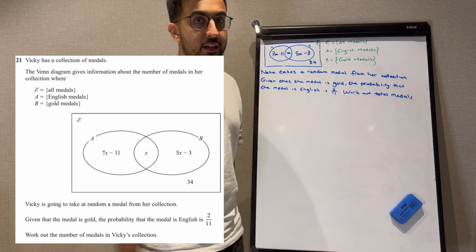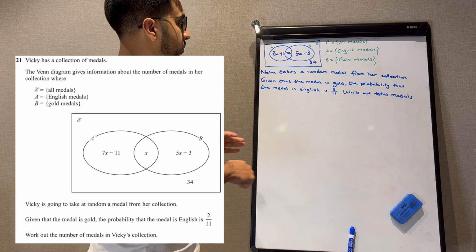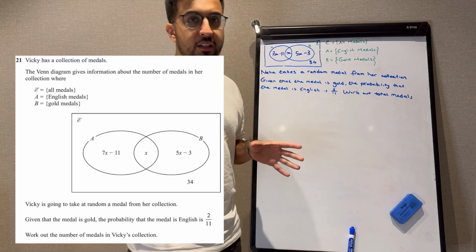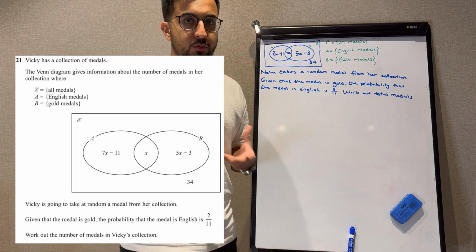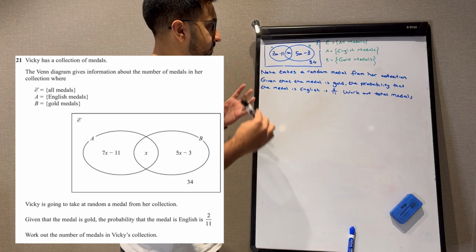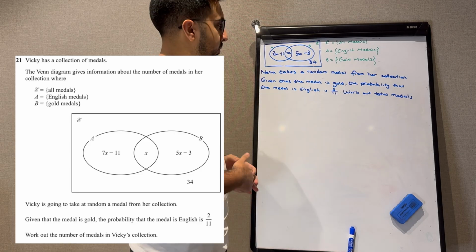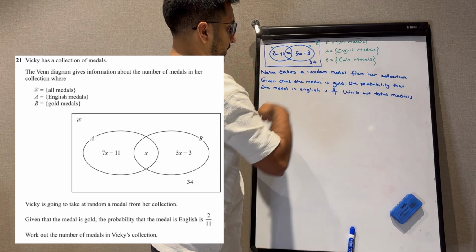Very wordy Venn diagram question. How are we going to tackle it and how long is it going to take us? Well, an odd thing I like to do is always mentally switch out the name of the person for someone I know, usually myself, because it just stops me from thinking about one extra thing. So we have someone taking a medal from a collection.